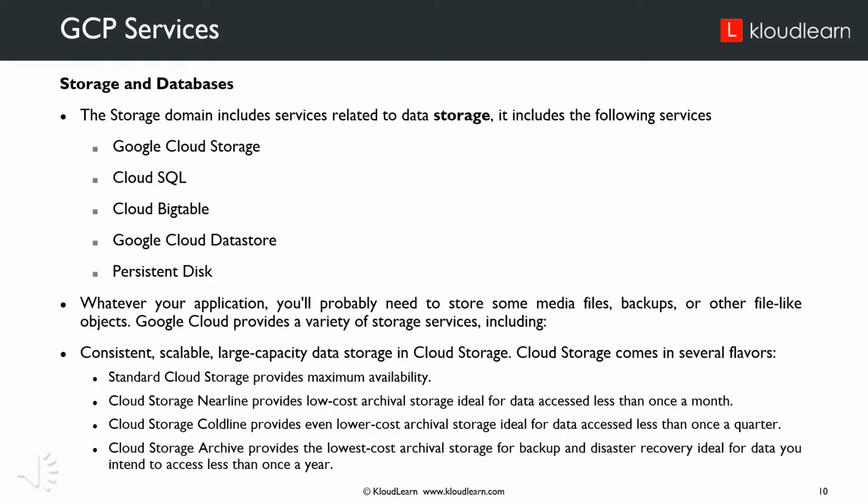Cloud Storage comes in several flavors. Standard Cloud Storage provides maximum availability. Cloud Storage Nearline provides low-cost archival storage ideal for data accessed less than once a month. Cloud Storage Coldline provides even lower-cost archival storage ideal for data accessed less than once per quarter. Cloud Storage Archive provides the lowest cost archival storage for backup and disaster recovery, ideal for data you intend to access less than once a year.